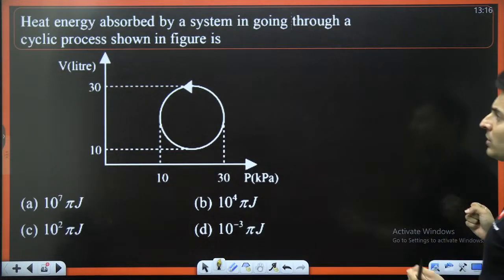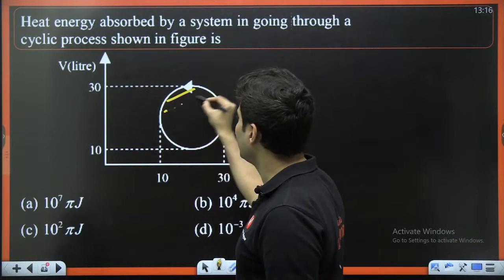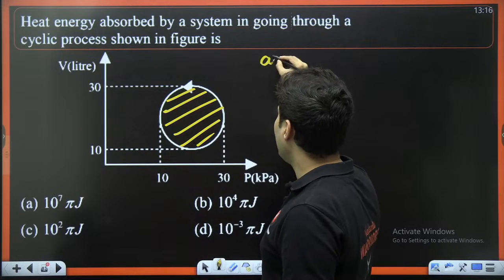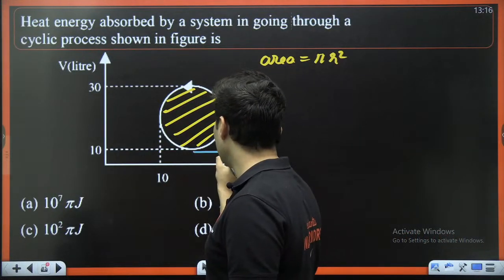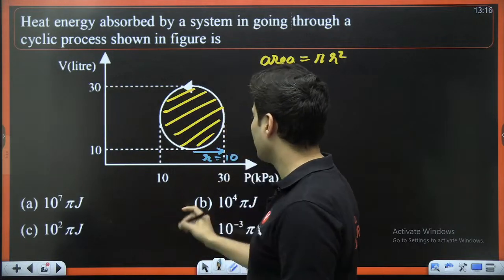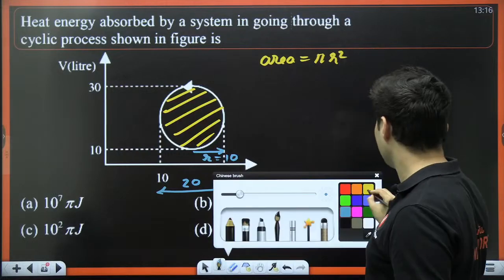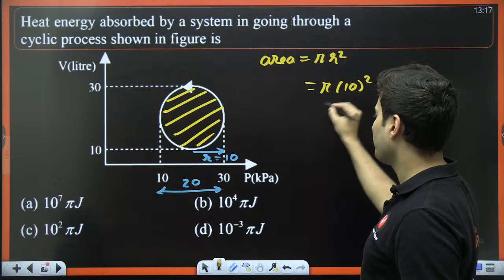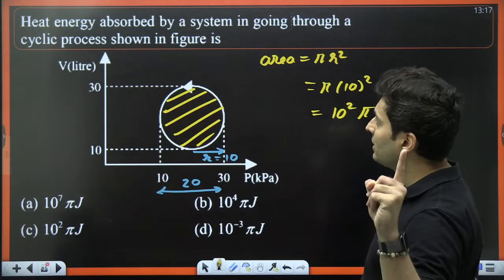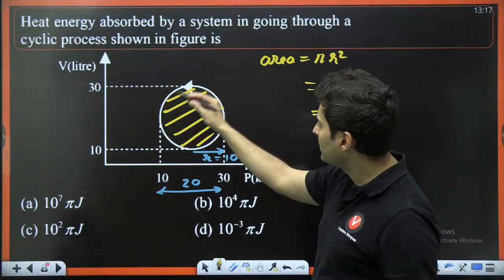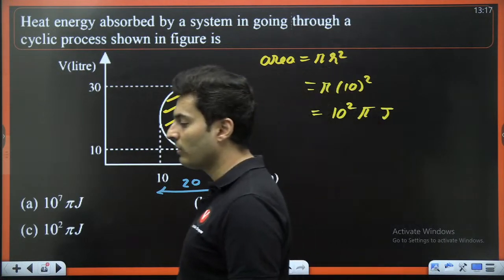The heat energy absorbed by the system going through this cyclic process is a very interesting question. This is a circle. Again, all you need to do is find the area, and the area of a circle is pi r squared. What might be the radius? You can clearly see the radius is basically 10, because the diameter is 20. So the area will be pi into 10 squared, which is 10 squared pi joules. But be careful: the question says the heat energy absorbed, and this graph is shown like this. Is it positive or is it negative? Let's see how many of you tell me the correct one.